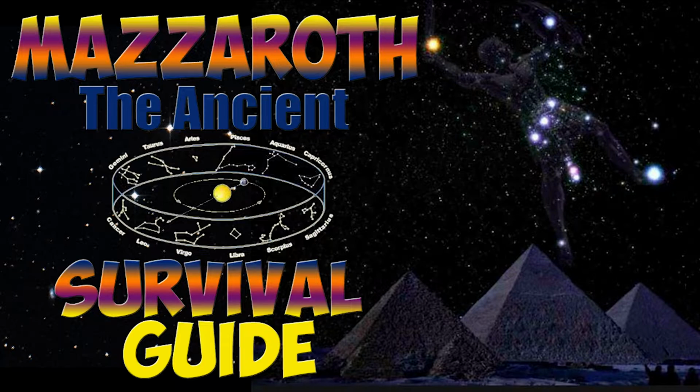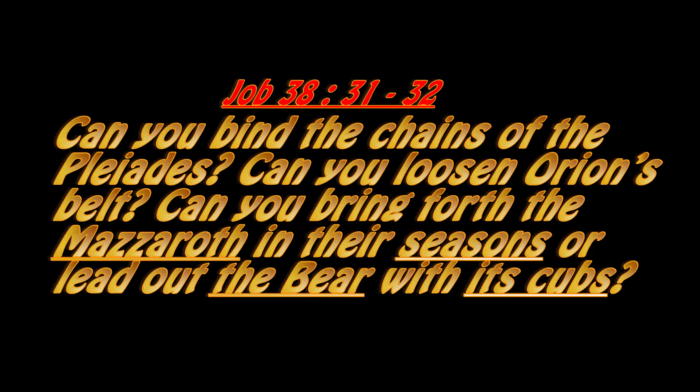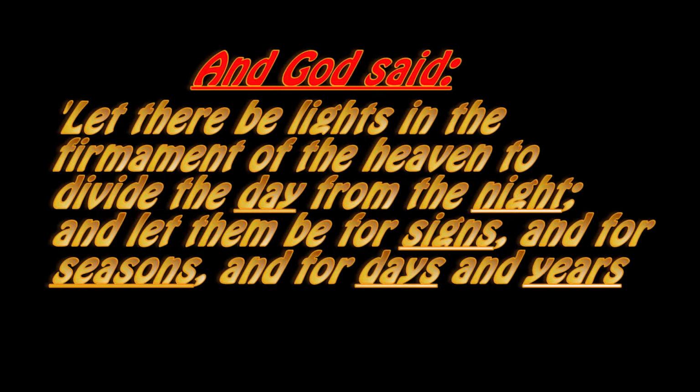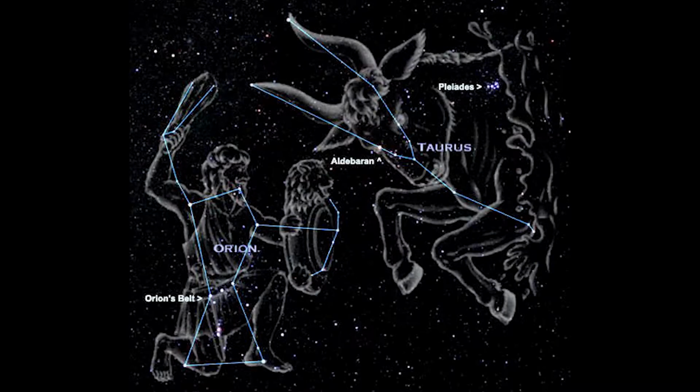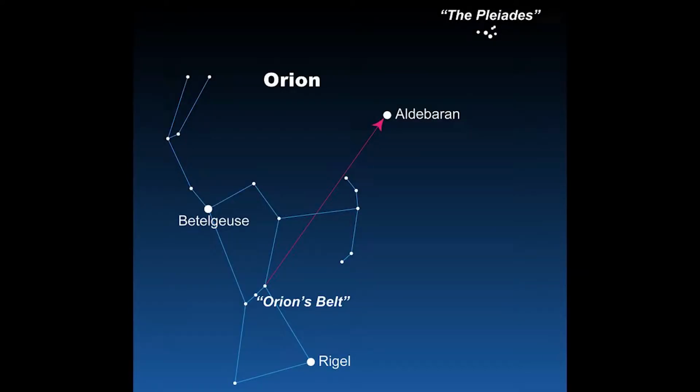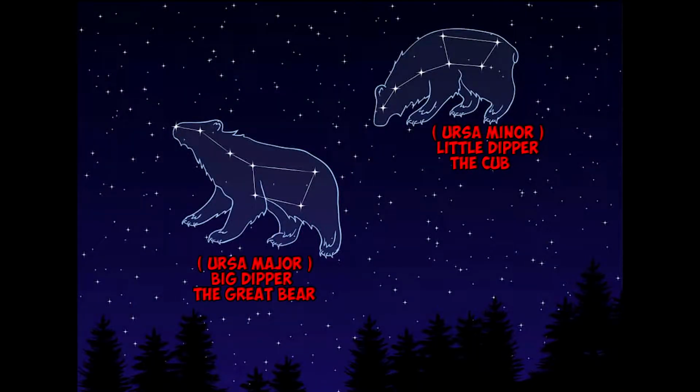So yeah, with this Mazzaroth, there are so many different ways that you could use it. You could use it for seasons. Even the Bible was trying to explain what you could do with this. You could use it for seasons, for signs, for time. You could use it for at least four different things. And I'm going to show you one way that they used it agriculturally.